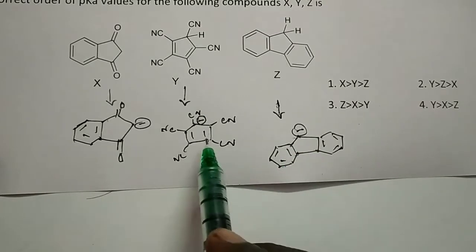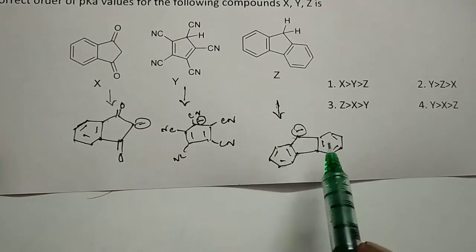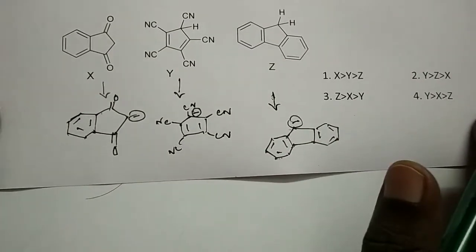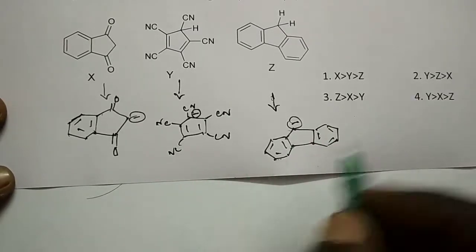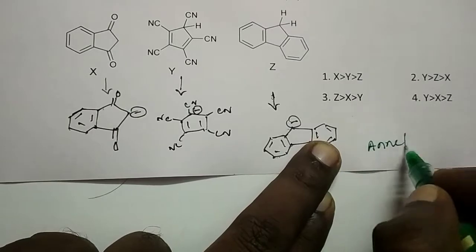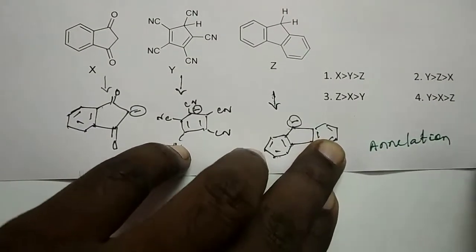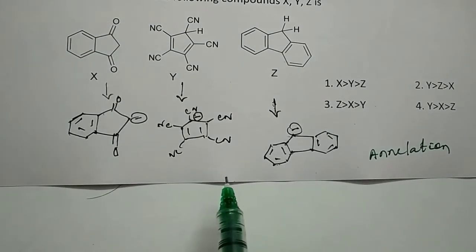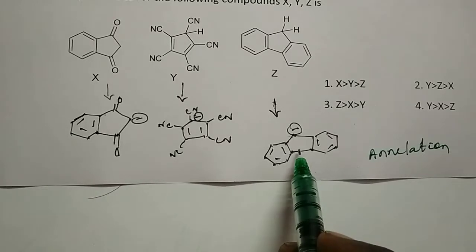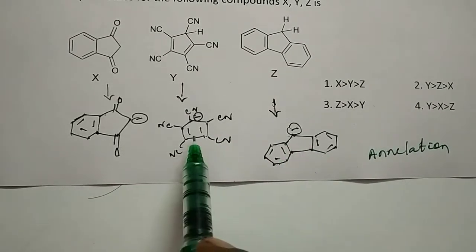These two are aromatic. If you look at the cyclopentadienyl anion, here also cyclopentadienyl anion. Both are aromatic. But this one is more aromatic, this one is less aromatic. The reason is annihilation. We have already uploaded a video on annihilation. The more the annihilation, the less aromatic. So here annihilation is more, so this is less aromatic, this is more aromatic. So out of these two anions, this is more aromatic, more stable.